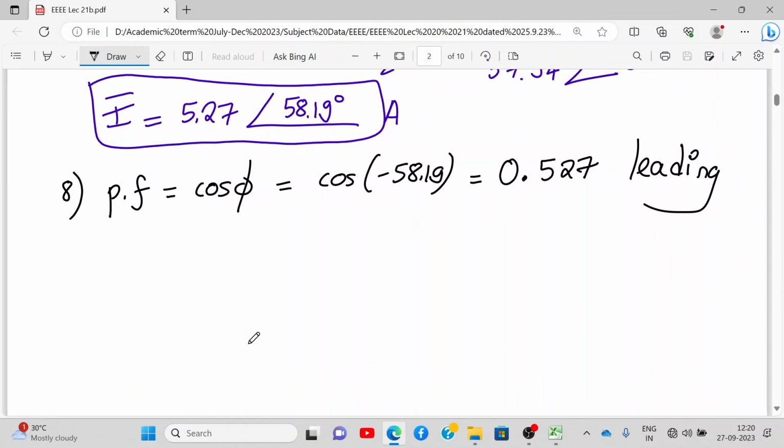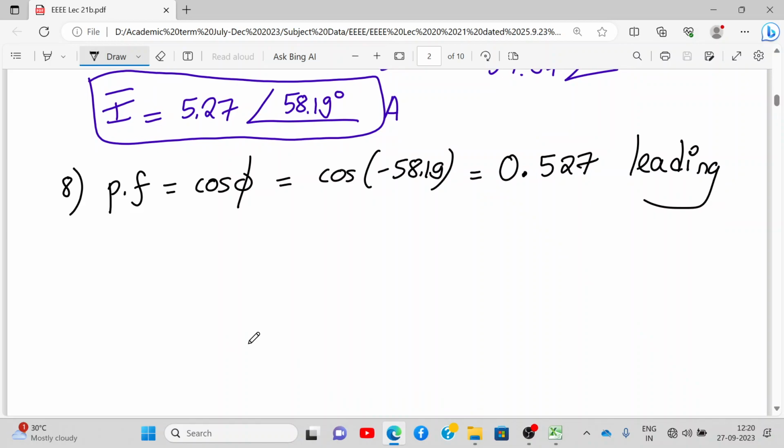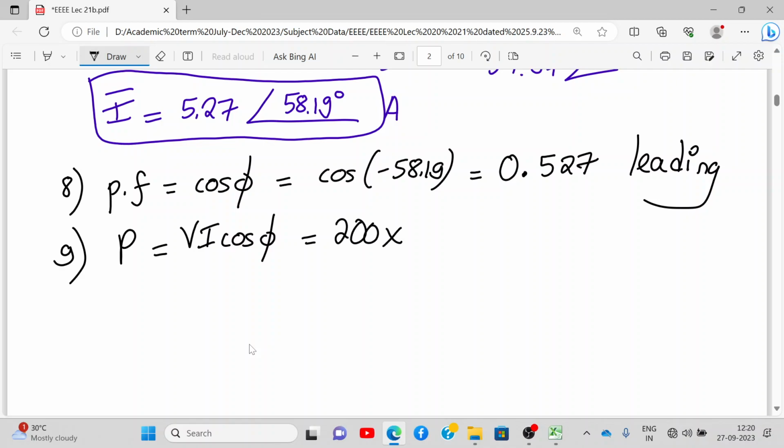Now next, calculate all three powers, P, Q and S. So what will be the active power? P is VI cos phi. How much is the V value? 200, no? 200 RMS value. How much is I RMS? 5.27. And how much is cos phi? 0.527. Please multiply these three numbers and tell me the answer.